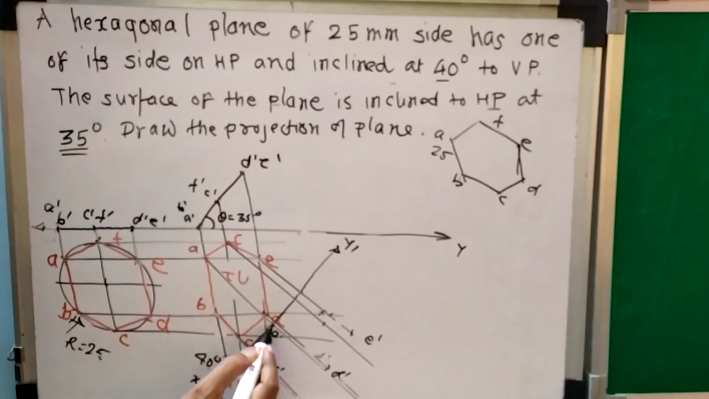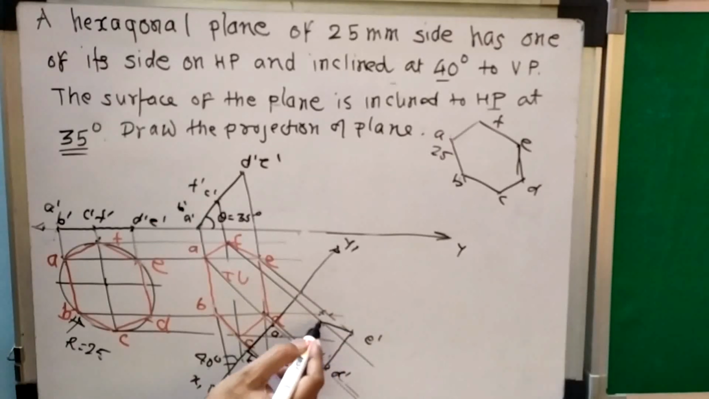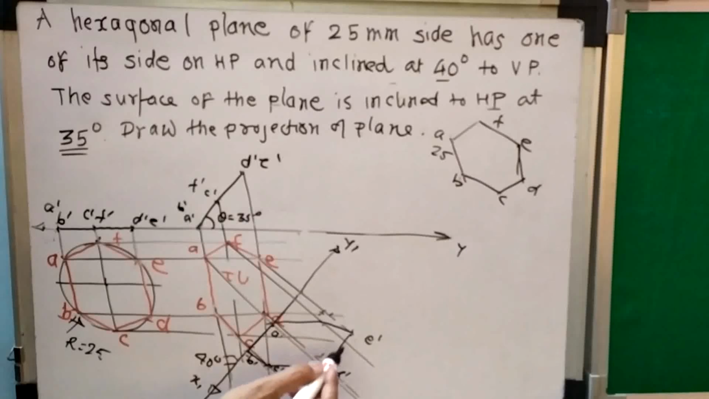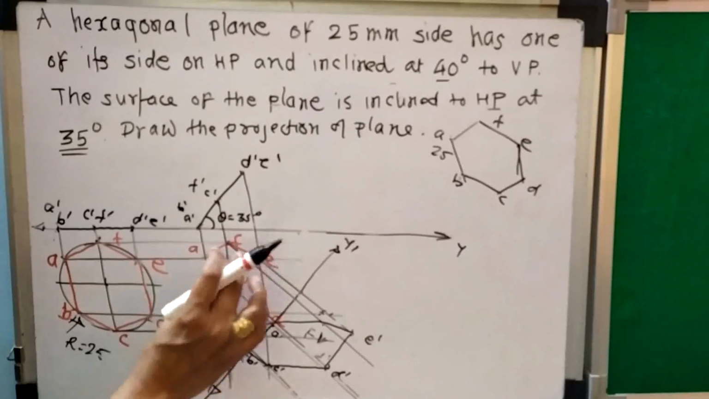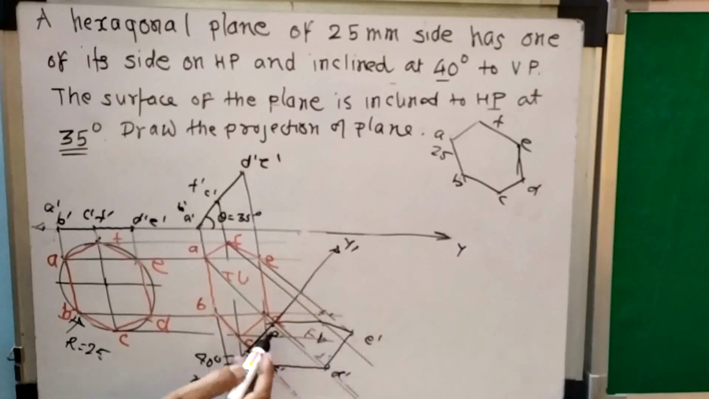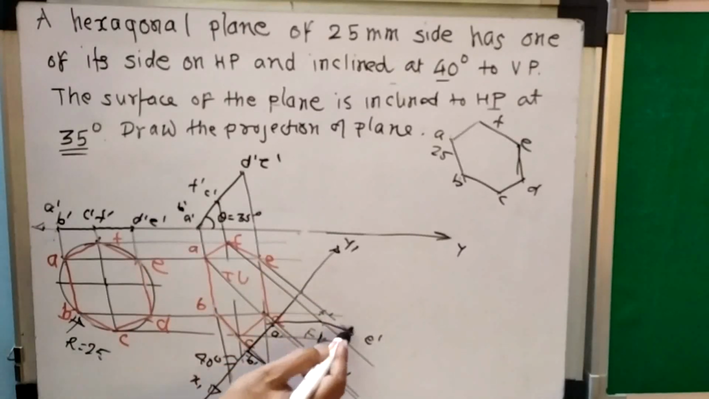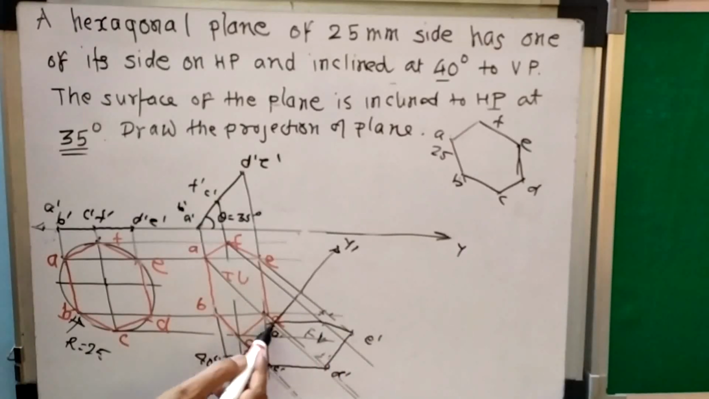So I'll join A, B, B, C, C, D, D, E, F, and A. So I got this A dash, B dash, C dash, D dash, E dash, F dash. This is the front view. Why is this the front view? Because this is the top view, and it is projected, it becomes the front view. So that's why I use A dash, B dash, C dash marking with dash, and I get the front view.